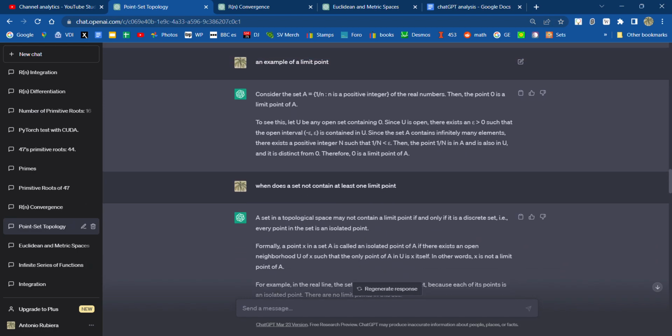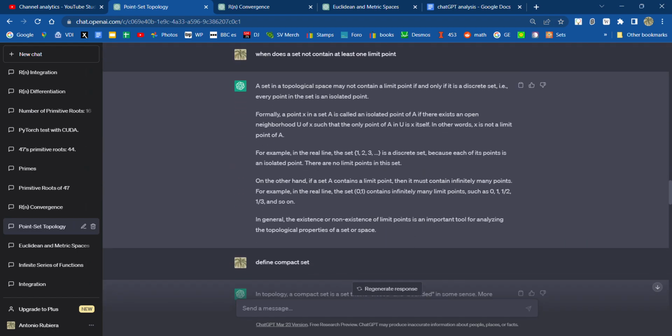Example of a limit point: set A is 1 over n, and 0 is the limit point. And you can use epsilon notation to get to it. When does a set not contain at least one limit point? Discrete set. So it quotes it.